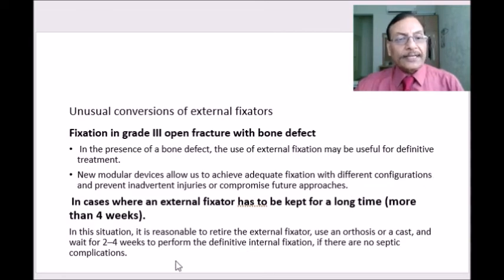In cases where an external fixator has to be kept for a long time, say for example more than 4 weeks, what to do in those situations? In those situations, it is reasonable to remove the external fixator and use an orthosis or a POP cast and wait for a further 2 to 4 weeks to look for any septic complications to appear. If nothing appears, then after a further 2 to 4 weeks, perform definitive internal fixation.